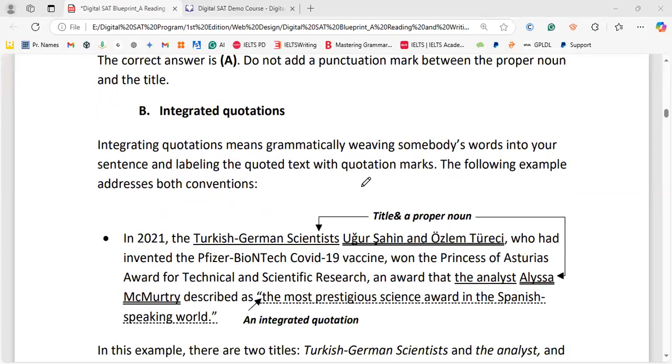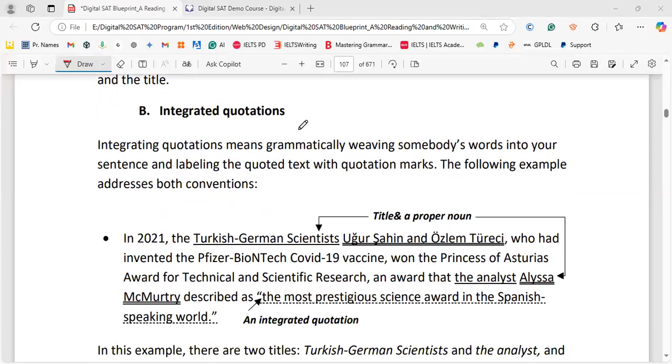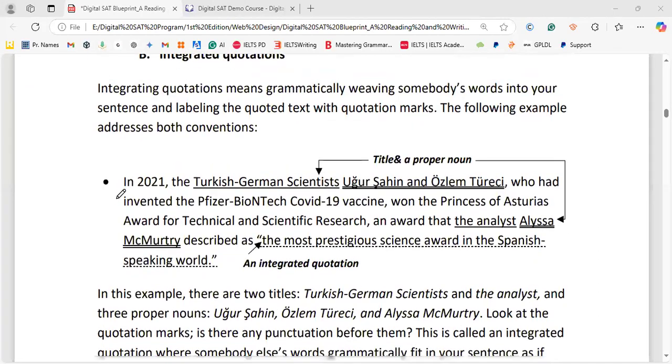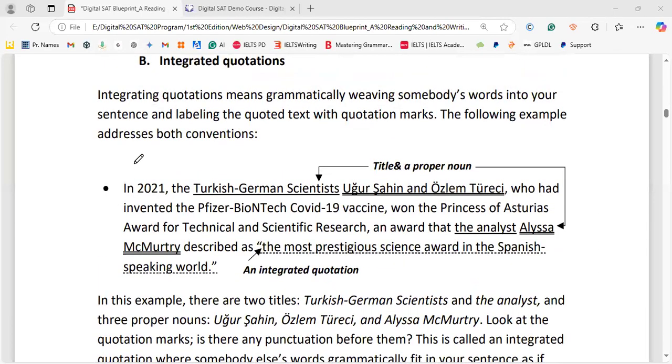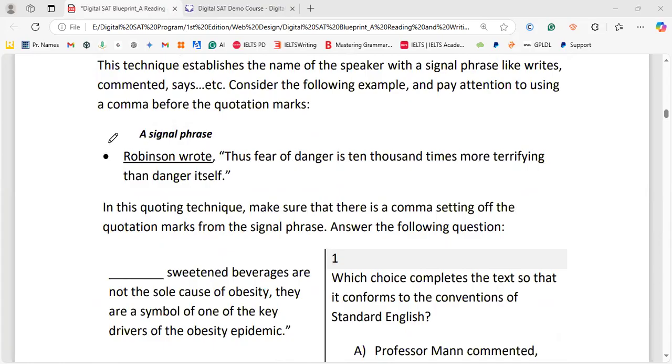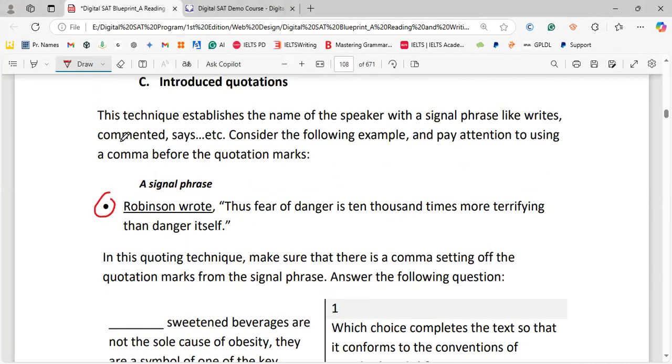There's another tricky skill, which is integrated and introduced quotation. This is something also that you need to be aware of. We have two types of quotations in English. Integrated quotation, and in this integrated quotation, we don't need any punctuation before it, and introduced quotation. You know you are well mastering the introduced quotation. Introduced quotation simply is a quotation that comes with a signal phrase. Signal phrase like wrote, said, sighed, commented.